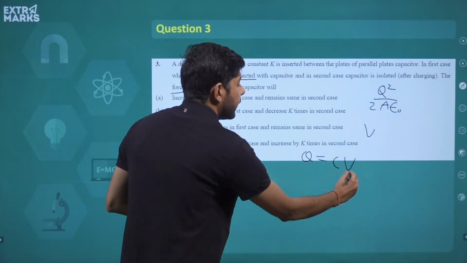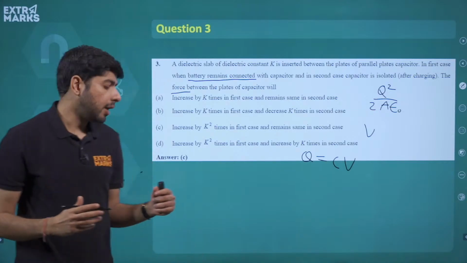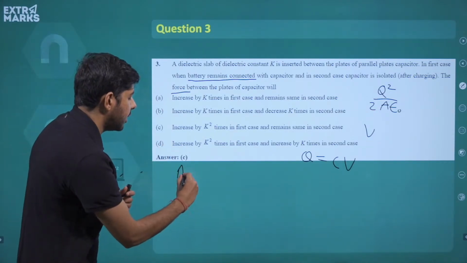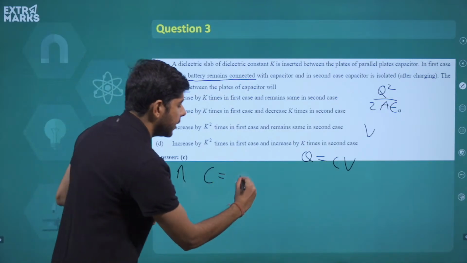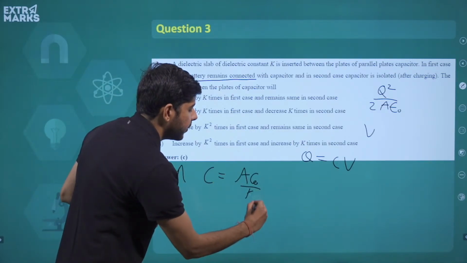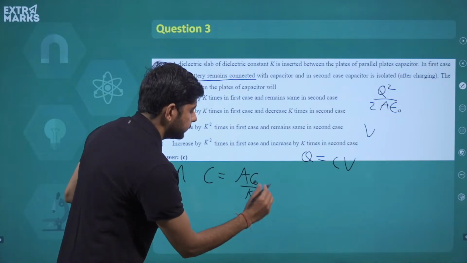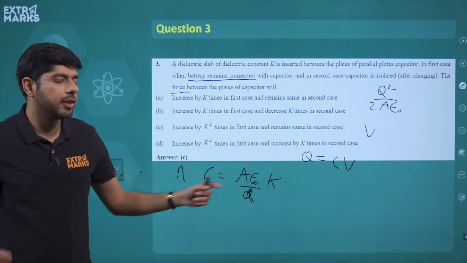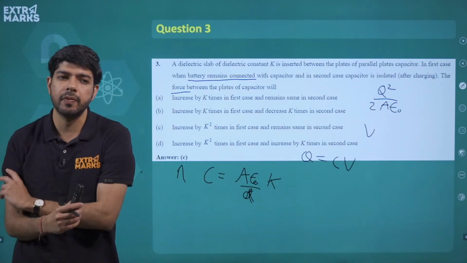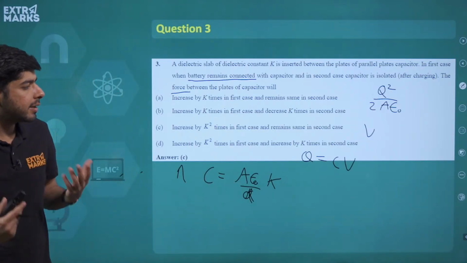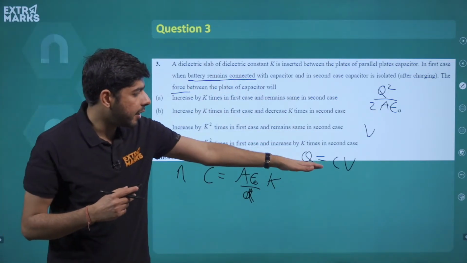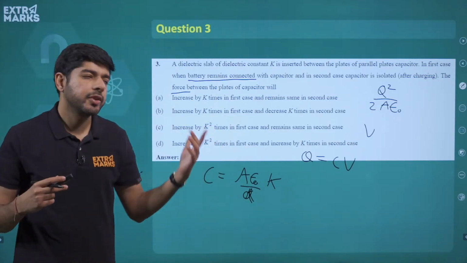So V is constant, but C is going to change, right? C will become, we know the formula of C, A epsilon naught by d, but if we put K, the dielectric constant, this is what becomes the capacitance. So capacitance will increase, it will become K times. So here, guys, as you can see, the charge will also become K times, which is the dielectric constant.